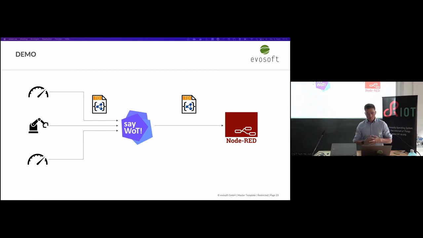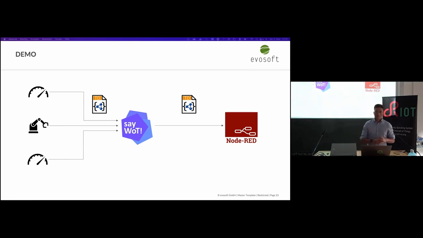Okay, now we are all working with sayWoT again. It's the runtime, so to say. And we have here an example, which I just want to shortly explain. On the left side, we have some sensors that are speaking one protocol, and we are inserting a thing description into sayWoT. And then on the other side, I want to show you how easy it is to access this data if we have such a data model.